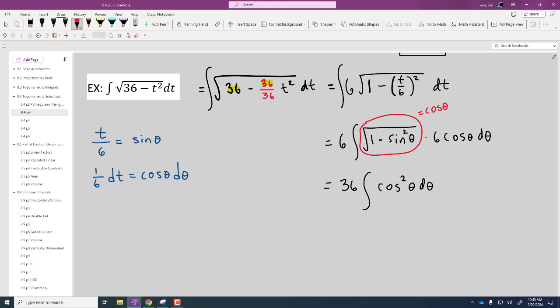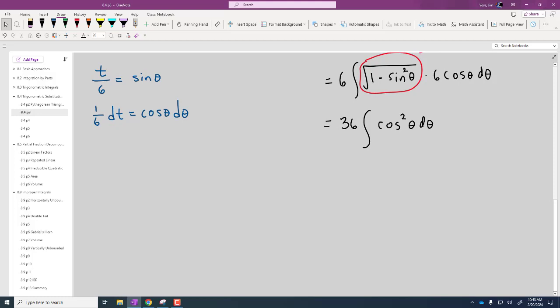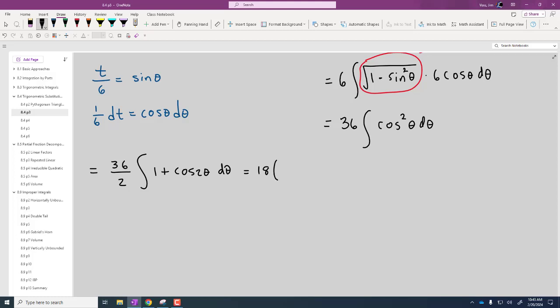And then, once again, how do we evaluate an integral with a sine squared or a cosine squared? Power reduction identity. We need to reduce that power. Both power reduction identities have a division by 2, so we'll pull the division by 2 out in front as a coefficient. And then cosine squared is 1 plus cosine of 2 theta over 2. So this will give us 18. We can now integrate. The integral of 1 is theta. Integral of cosine is sine.